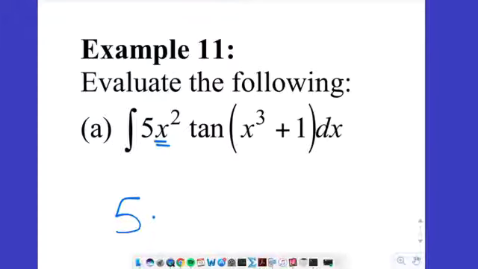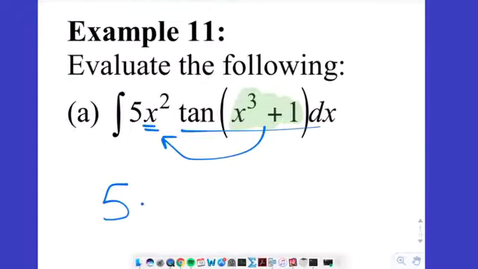So now we have x squared and tangent of x cubed plus 1. What's the inside function? X cubed plus 1, right? Possibly. What's the derivative of x cubed plus 1? 3x squared, right? Not 1/3 x squared, Colin. Slow down there. You're kind of thinking about the answer. It happened last period.